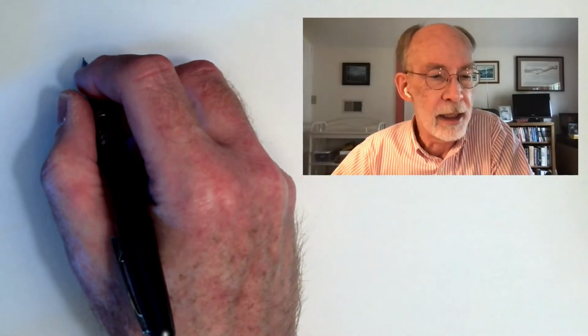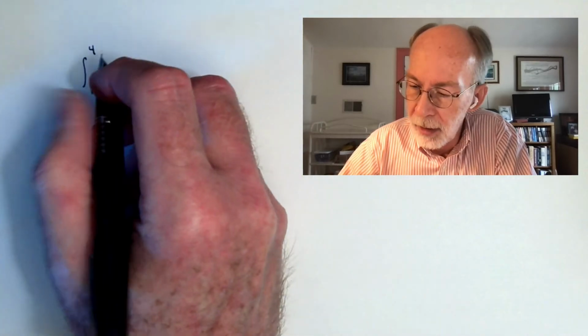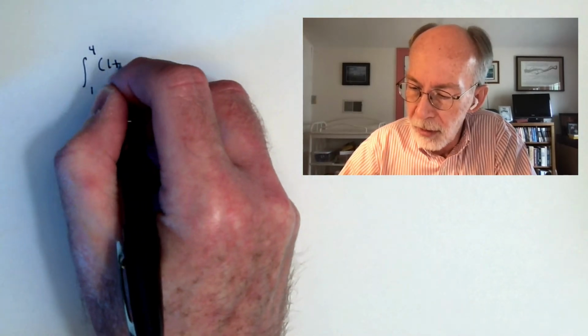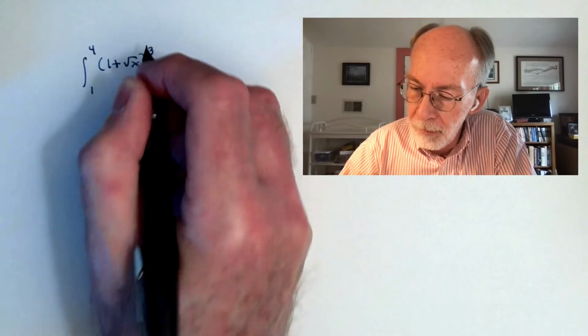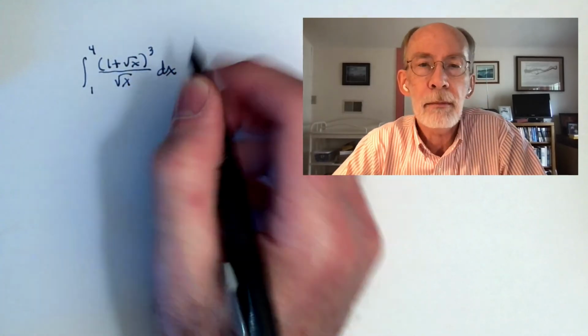We're going to work two examples, and we're going to work the first one in each of two ways so you can get a sense for what the options are and make an informed decision about which one you might want to be employing routinely. So here is our first example. We wish to evaluate the integral from 1 to 4 of (1 plus root x) all cubed divided by the square root of x dx.